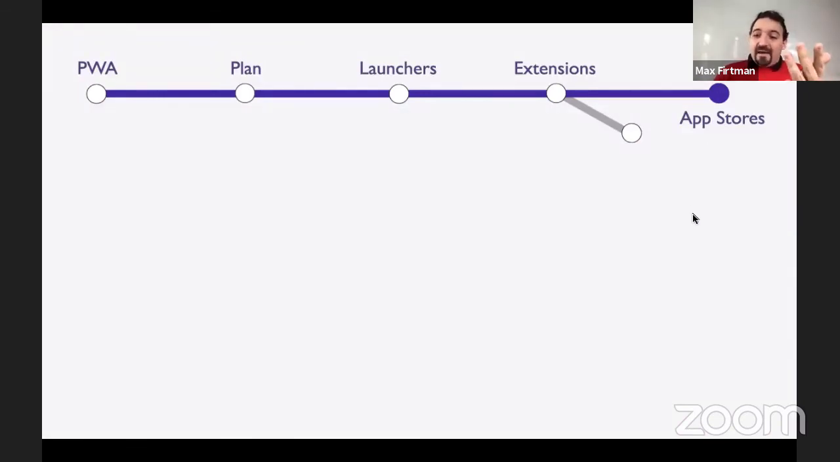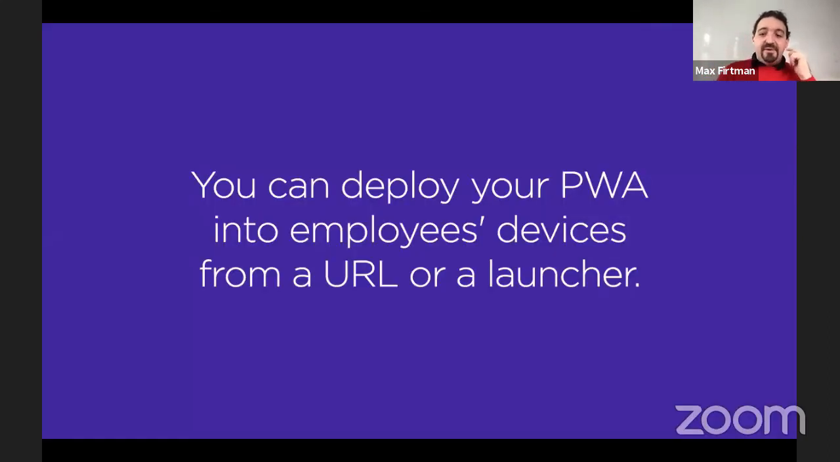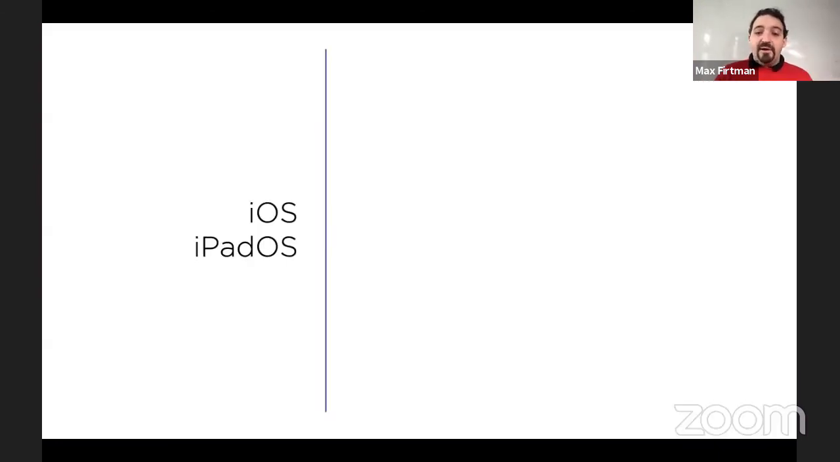It seems like we are getting into the last App Store station, but actually we need to go to another place now. It's enterprise. So we're going to talk quickly about an enterprise distribution. Sometimes you have an app that is not public. It's just for employees of a company. And that's an enterprise distribution. And you can deploy your PWA into employees' devices from a URL or a launcher.